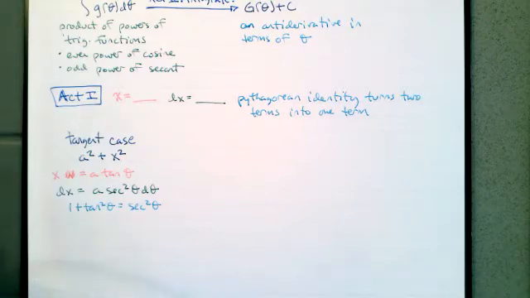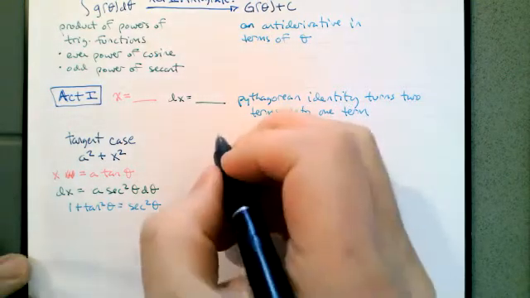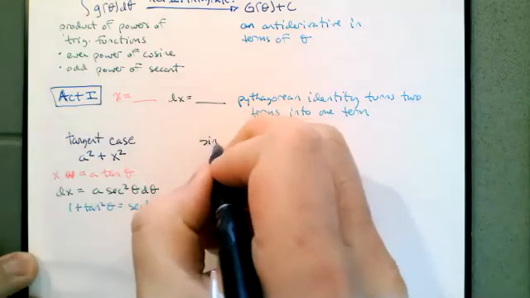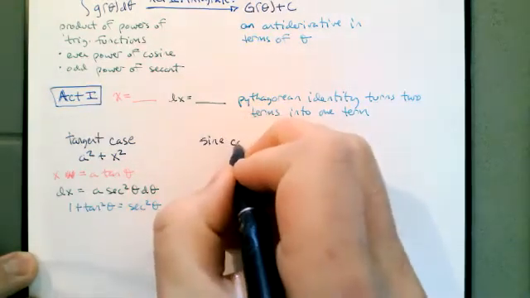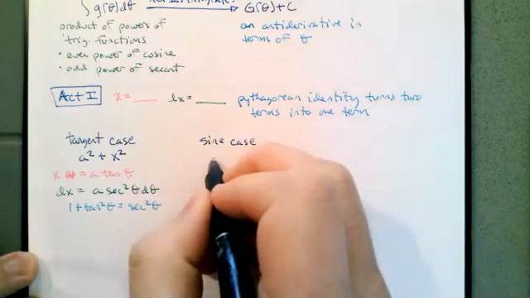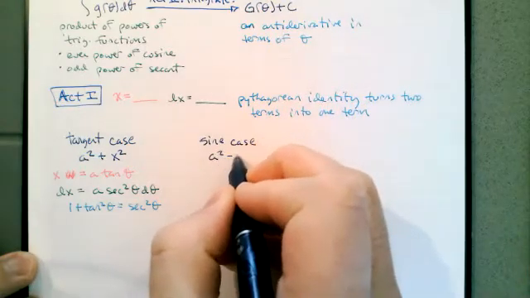So those are the things that we need in the tangent case. Next up, we have the sine case, which has the form a squared minus x squared.